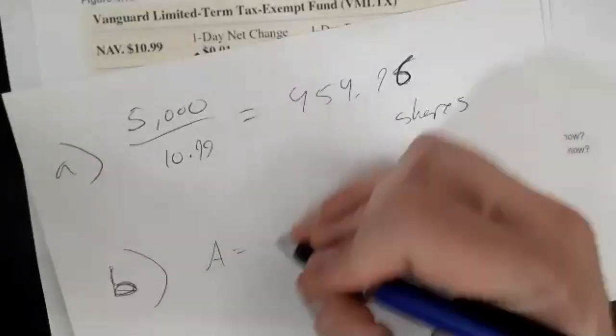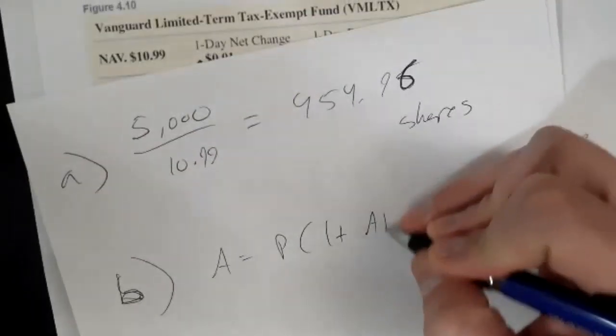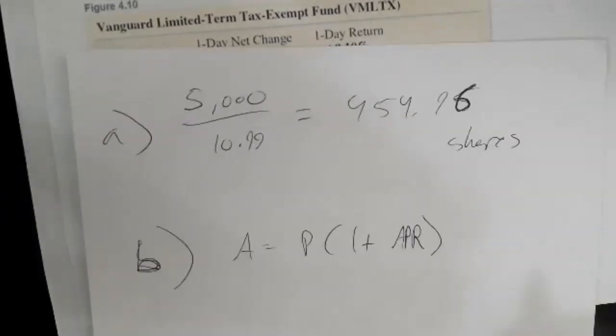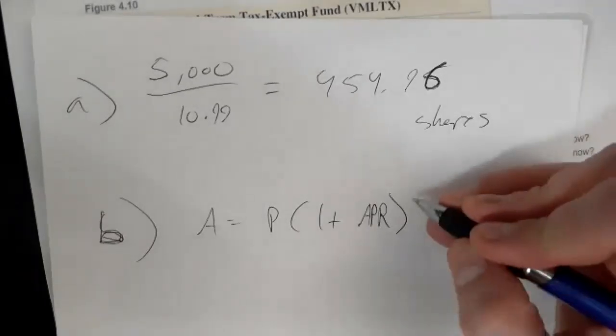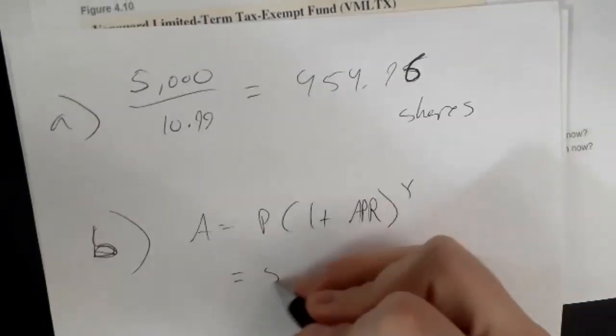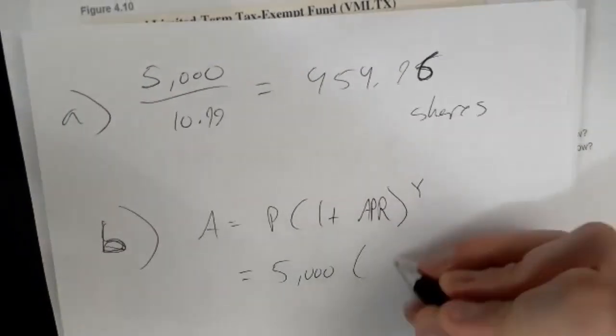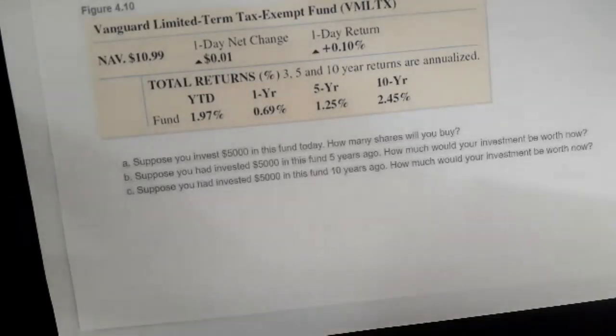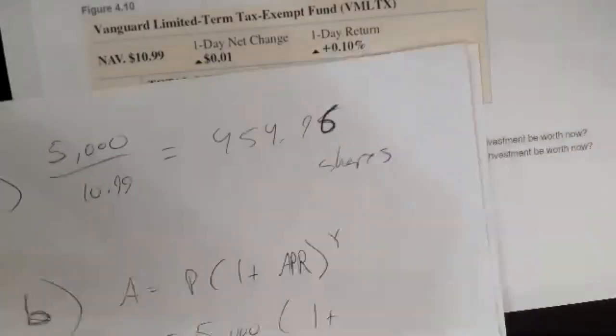So I'm saying we want to do principal times 1 plus APR. Forgetting my P in there. The P is silent. No, it's still there. To the Y. So this is the formula I want to use when I'm figuring out annualized returns. If I'm investing 5,000 as my principal, I'm doing 1 plus my APR. My APR for 5 years, what are they telling me? Yeah, 5 years, it's 1.25%.